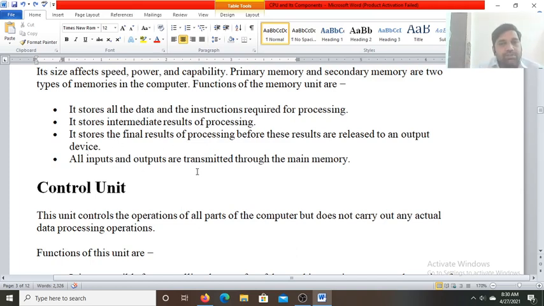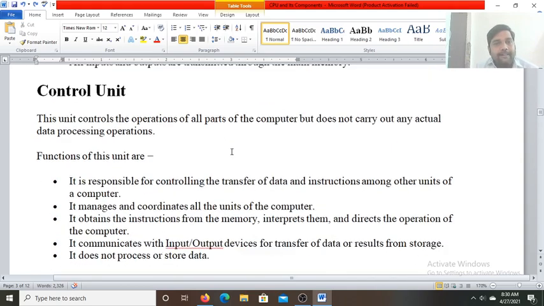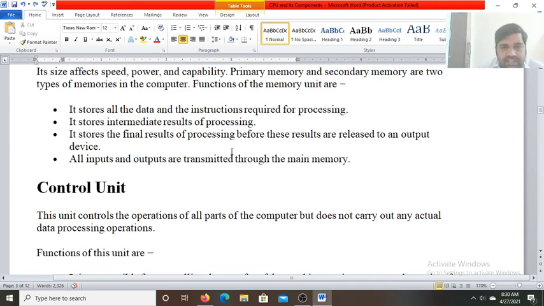All inputs and outputs are transmitted to the main memory. So all the inputs and outputs are transmitted to the main memory, which is the RAM. So the processor takes all the inputs from the RAM only.